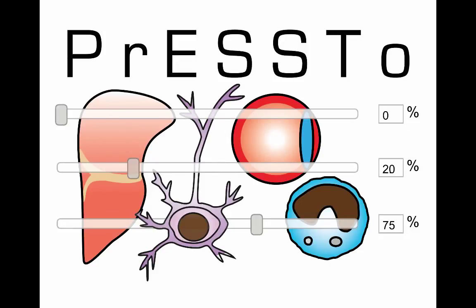PrESSTo, the Promoter and Enhancer Slider Selector tool, is a web tool and database of promoters and enhancers obtained during the FANTOM 5 project.